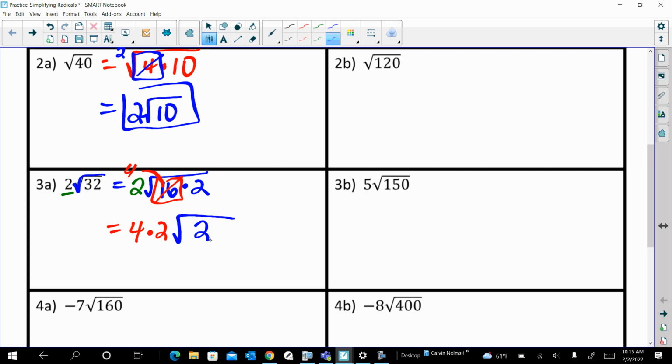Yes, so this gets simplified to 8 as your coefficient and then 2 as your radicand. This is the final answer, 8 root 2.